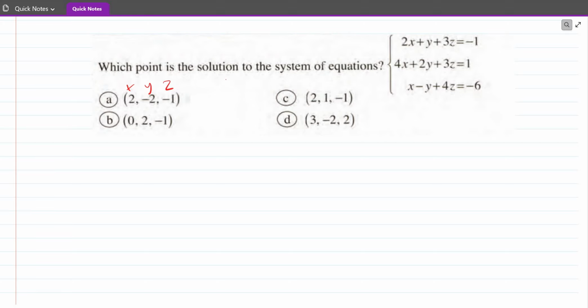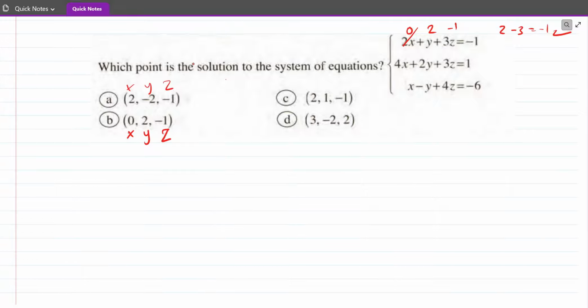How can I do that? For example, if I pick B, x is 0, y is 2, and z is negative 1. So I need to substitute in equation 1, equation 2, and equation 3. If the left hand side equals the right hand side, then it is the answer. If not, I need to check another multiple choice. So if x is 0, y is 2, and z is negative 1, do we get negative 1? This value is 0, 2. So 3 times negative 1 equals negative 3. Is that equal to negative 1? Yes.